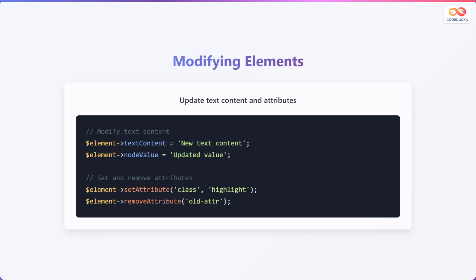The DOM allows you to modify elements within the XML document. Here's how to update text content and attributes. To modify the text content of an element, simply assign a new value to the textContent or nodeValue property. To set or update an attribute, use the setAttribute method, passing the attribute name and value as arguments. To remove an attribute, use the removeAttribute method, passing the attribute name as an argument. These modification methods enable you to dynamically update the XML data.